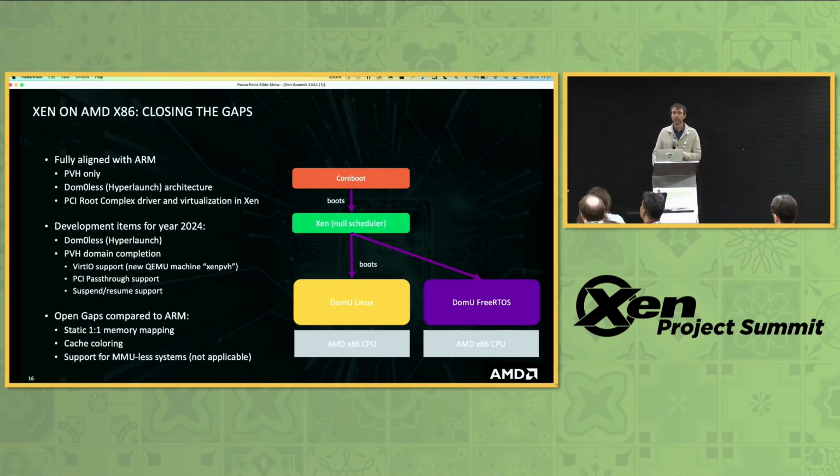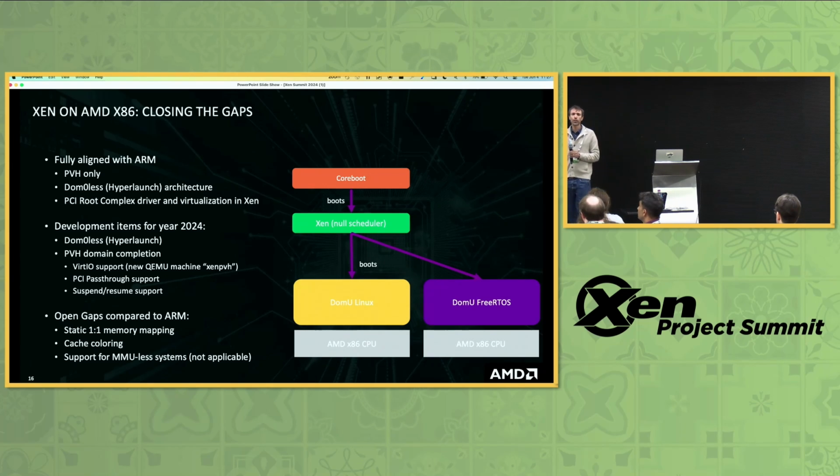So what are the gaps? Like I said, if we take an x86 architecture with PVH only, DOM0less, Hyperlaunch, and the PCI root complex moved to Xen, the driver as well as the virtualization of the PCI root complex, the architecture looks extremely similar. What are we missing? Well, first of all, DOM0less and Hyperlaunch are still work in progress. We got an early version of the patches just on Friday, but they're going to hit xen-devel very soon. Our aim is to get them upstream this year.